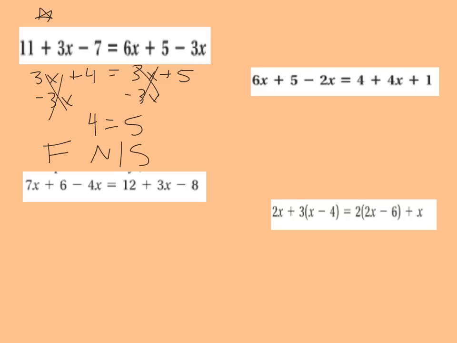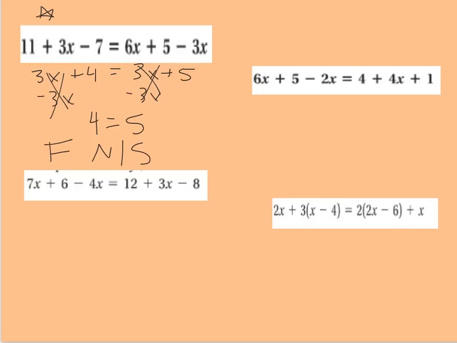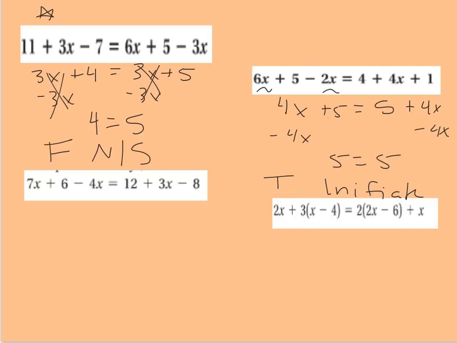So if I do this one over on the right-hand side, again, first step you always want to do is combine your like terms. So I have 4x. Combine these two like terms, plus 5 is equal to 5 plus 4x. I'm going to subtract 4x from both sides of my equation, and I get 5 is equal to 5. Now that, my friends, is a true statement, so this would be infinite solutions.